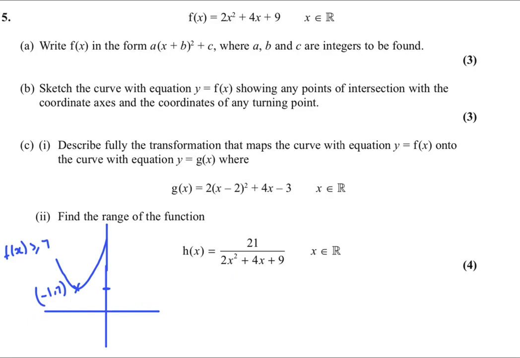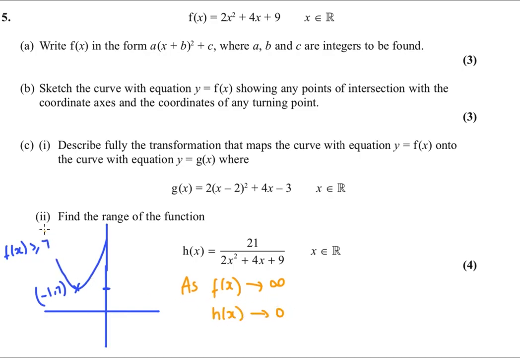And if you think about what is going to happen, we're going to be substituting in bigger and bigger values of f of x into here. So as f of x increases more and more, we're going to have 21 over a bigger and bigger number. And obviously, the bigger we divide by a number, the smaller the overall answer will be. So h of x, as we divide by bigger and bigger numbers, is going to tend to 0, because f of x tends to infinity. So as f of x tends to infinity, h of x is going to tend to 0.